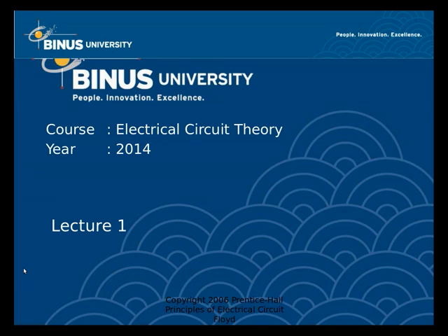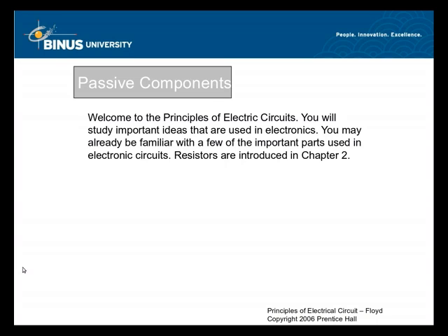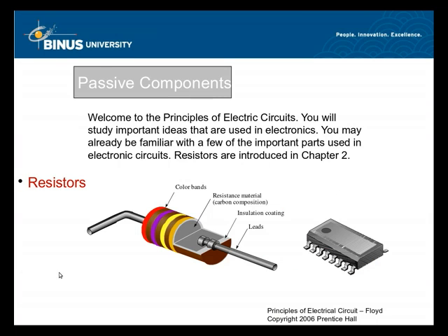The first thing that we will learn is passive components. The first component in passive form is called resistors, which will be introduced in chapter 2. Here is a picture of resistors. There are two types of resistors: a single resistor and a packed resistor, which means that it consists of more than one resistor.